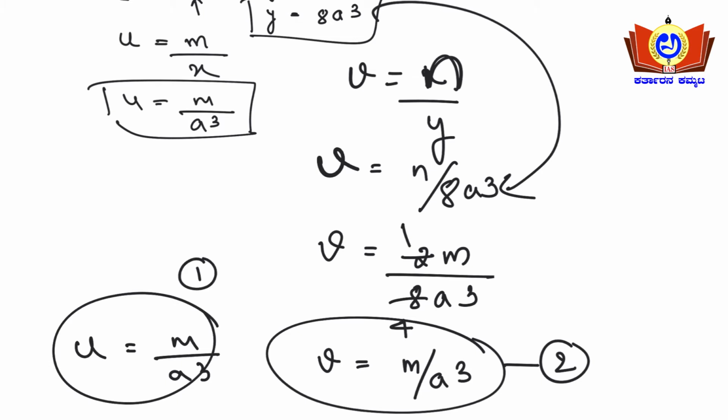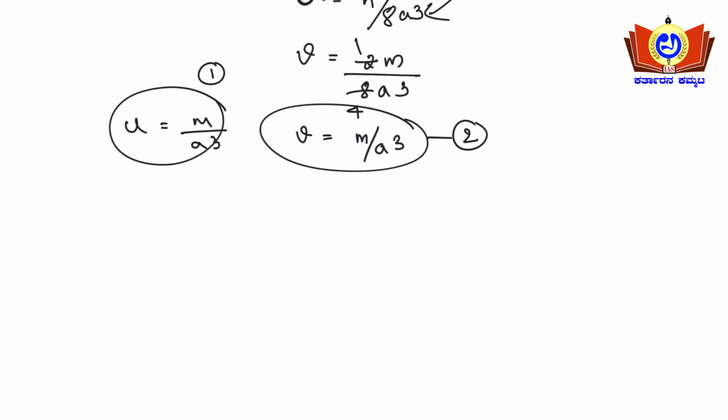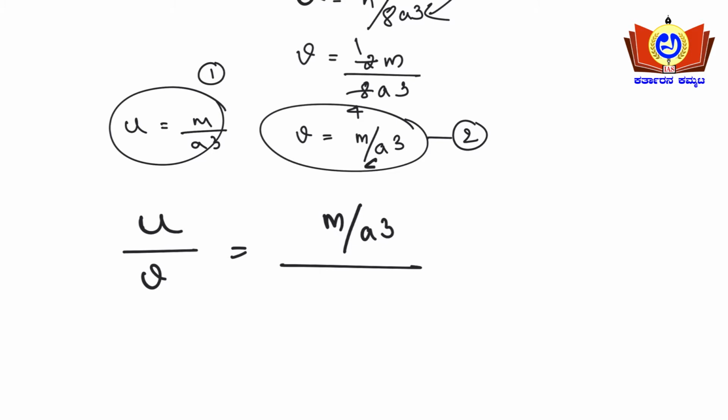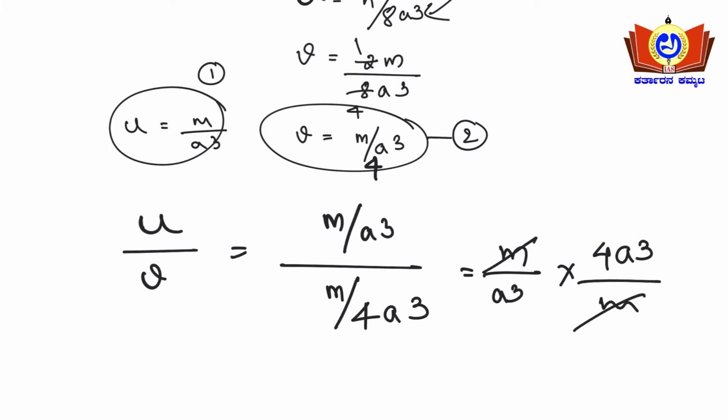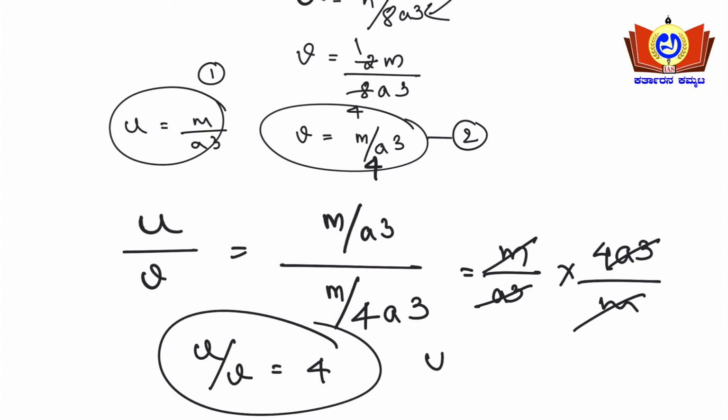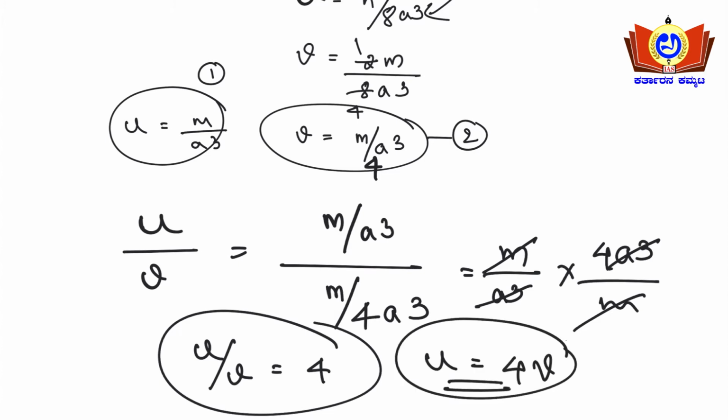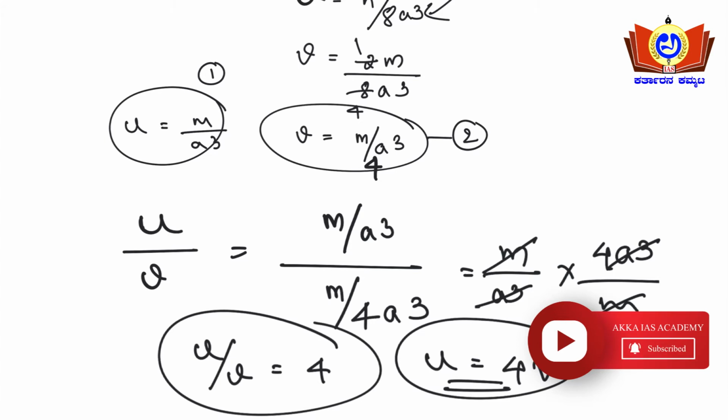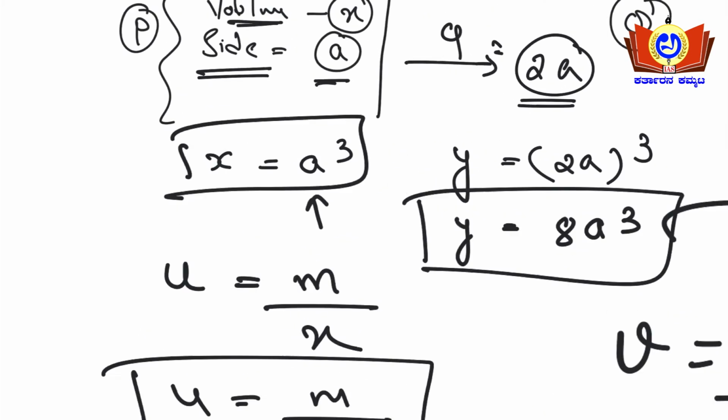Now we need to substitute. So u is equal to M by a cube, and v is equal to M by 4a cube. So u by v will be M by a cube whole divided by M divided by 4a cube. This can be written as M by a cube into 4a cube divided by M. This M and this M get cancelled, a cube and a cube get cancelled. So u by v will be equal to 4, or else u is equal to 4v. This result we got, so we need to compare it with the options, my dear friends. So u by v equals 4 or u equals 4v. What are the options given here?